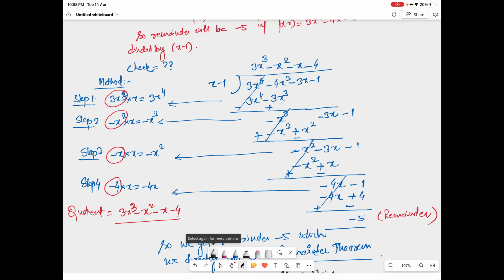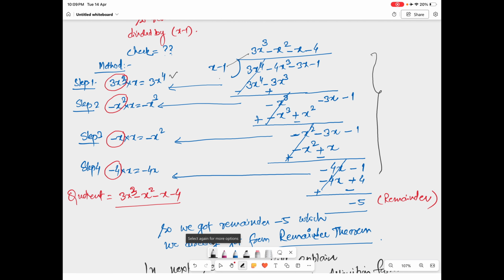My first term of the quotient will be 3x cube. 3x cube into x will become 3x to the power 4, and 3x cube into minus 1 will give minus 3x cube. So I subtract it, I will get minus x cube minus 3x minus 1. So the steps continue, because this is a simple division. You can check it in my video. How we have chosen the different terms of the quotient has been explained with the steps, because now I am getting minus x cube.